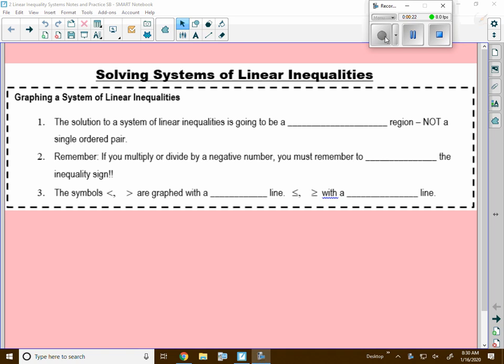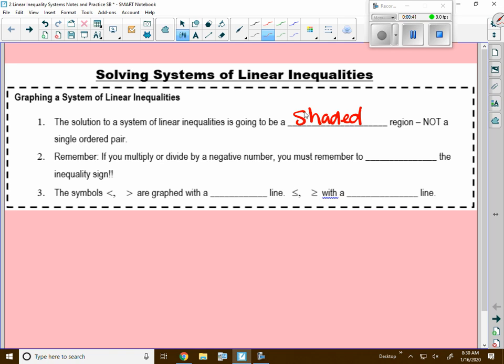So when we look at a solution to a system of inequalities, it's going to be a shaded region. That is the fundamental difference between a system of equations and a system of inequalities. Inequalities will have a shaded region. They won't have an ordered pair. Okay? If you multiply or divide by a negative number, what do you have to do to the inequality sign? You have to flip it.